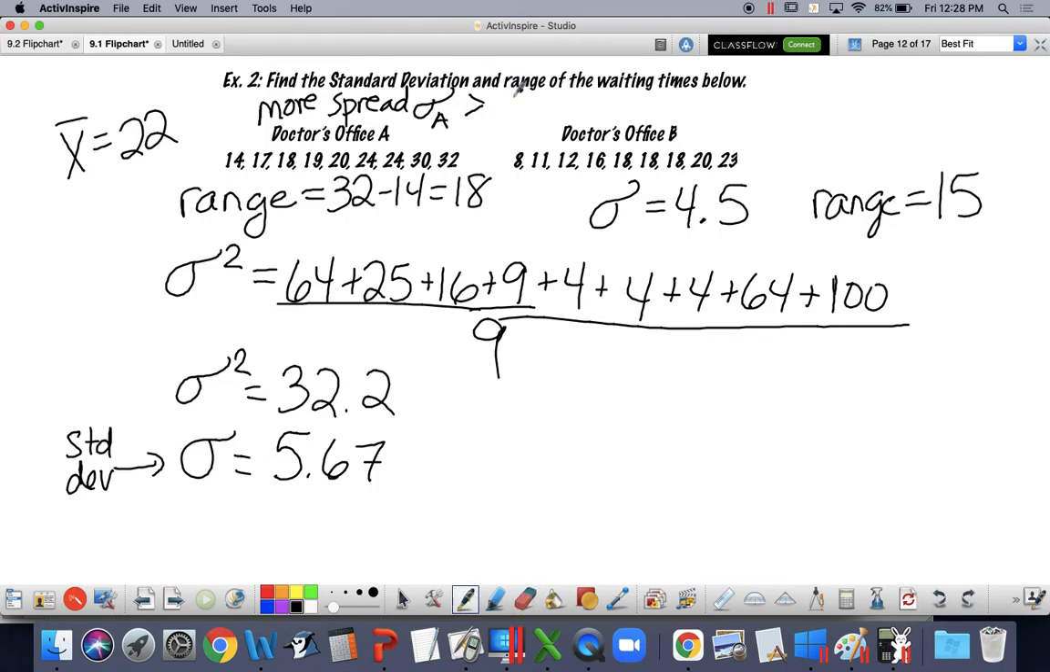Right, now that we have something to compare this to, we say since my standard deviation is higher in A, not only did they have an average longer wait time, but the data is so spread out, it's kind of a crapshoot, right? Am I going to go there and have to wait 37 minutes? The data could be so spread out that I might end up waiting longer than I really wanted to.